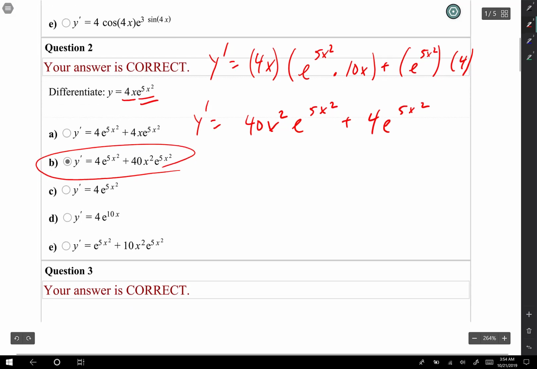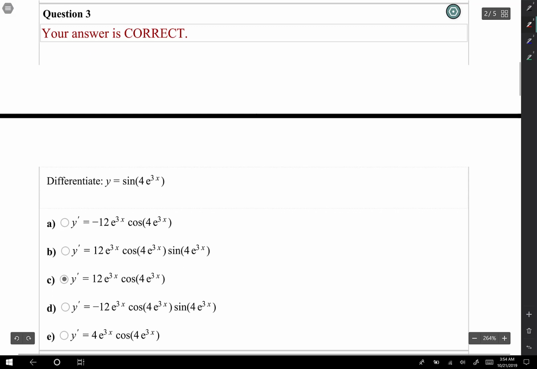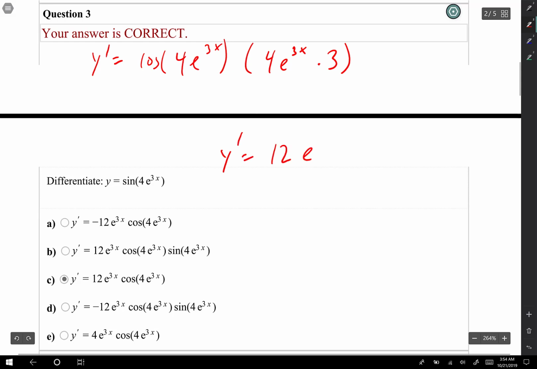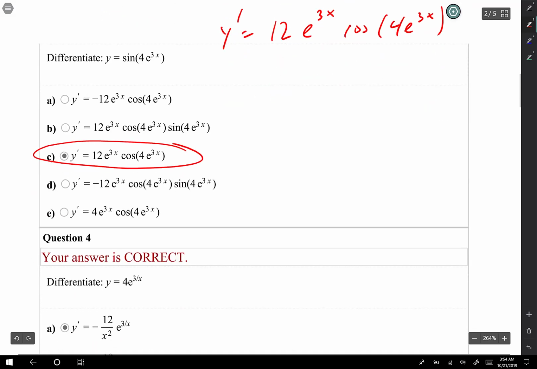Cool? Cool. All right, let's go to the next one. So I want to take a derivative of this guy. So y prime equals, the derivative of sine is cosine, cosine of 4e to the 3x times the derivative of the inside. So 4e to the 3x times 3. So now 4 times 3 is 12. So 12e to the 3x cosine of 4e to the 3x. Go to the next one.